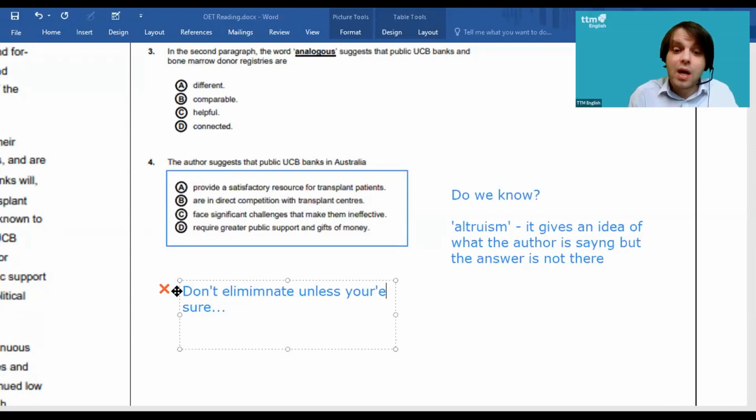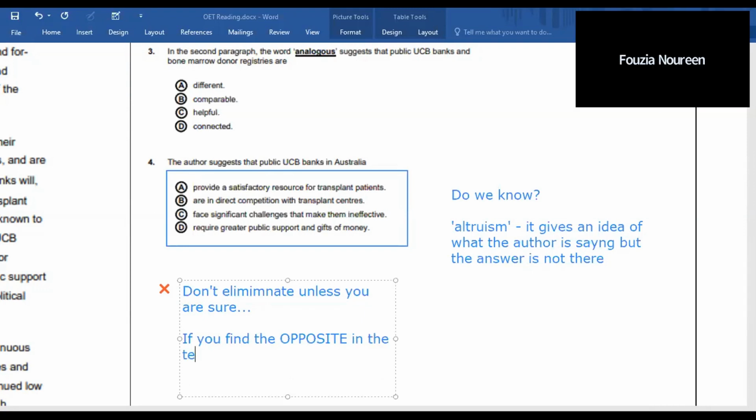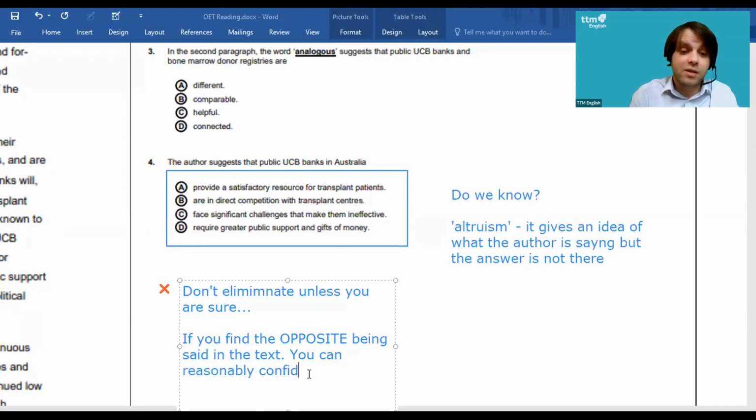I'll give you a little tip. This doesn't work all the time, right? But if you find the opposite being said in the text, can you be sure? I think you can be reasonable, reasonably, not completely, reasonably confident when you eliminate. That's all I can say.